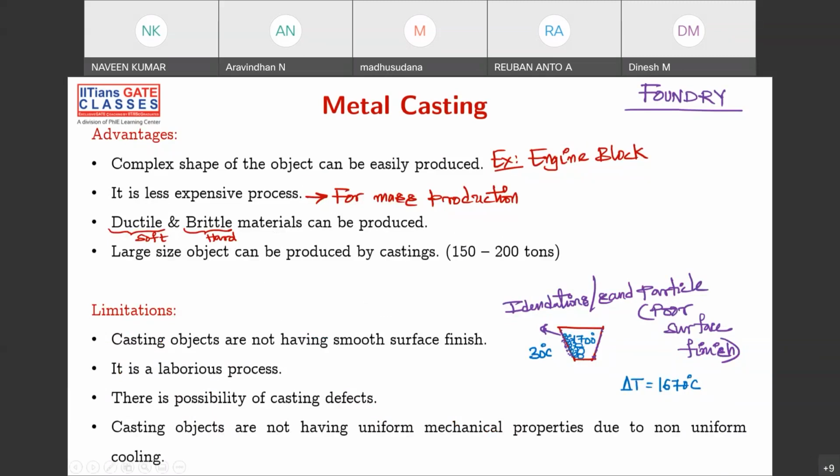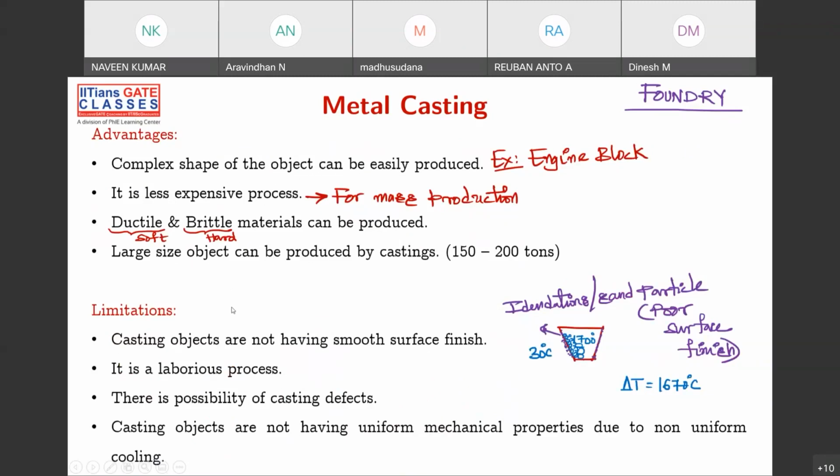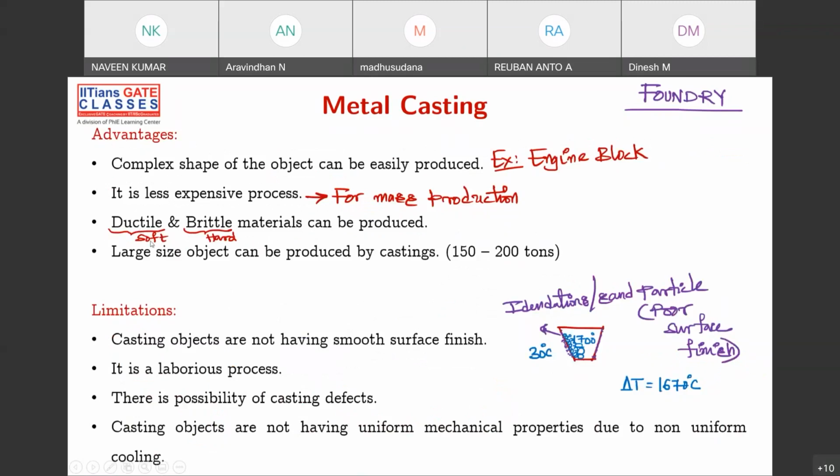Next, we have ductile and brittle materials, because ductile and brittle materials can be produced in casting itself. How? Based on my cooling, if I cool it very fast, then I can get a brittle material. If I cool very slowly, then I get a ductile material. So you can get different materials. You can control the property of the material by the cooling of the molten metal itself.